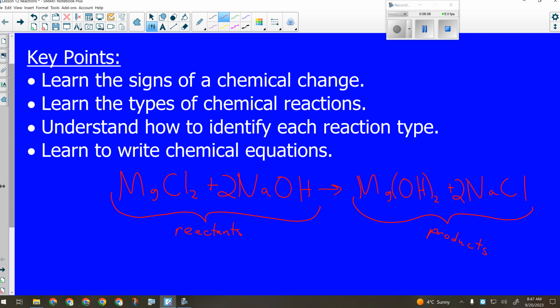How many chlorine atoms are here? Two. Okay, how many are over here? One. Two. Two. Okay, this big two means there are two sodium chloride molecules. Each sodium chloride molecule has one chlorine in it. So there are still two chlorine atoms on both sides. Everybody okay with that? Does the same apply to the sodium then? Yeah, okay, over here there are two sodium atoms, and over here there are two sodium atoms.